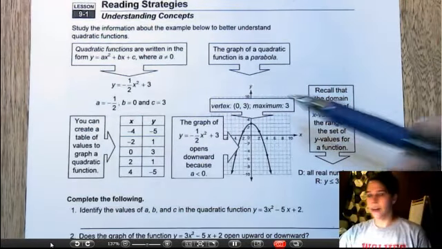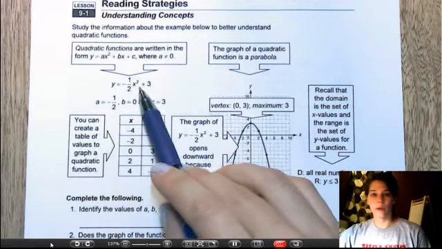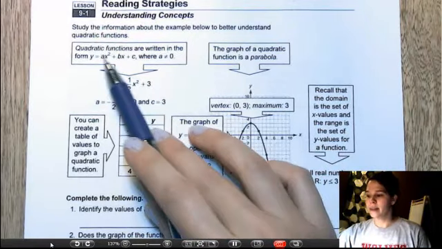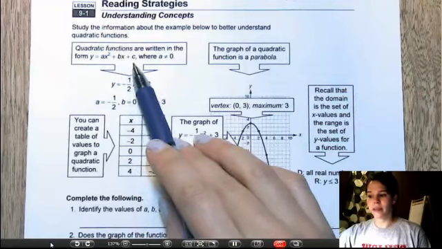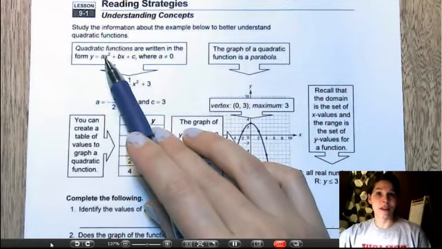Let's just take a look at an example of a quadratic function. y equals negative 1/2 x squared plus 3. It needs to be in the form of ax squared plus bx plus c, where b and c can both be 0, but a must exist for it to be a quadratic.